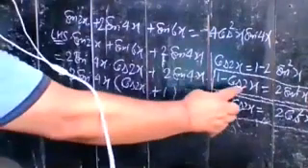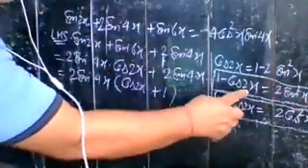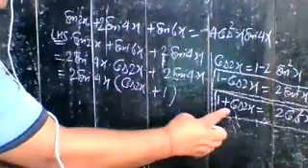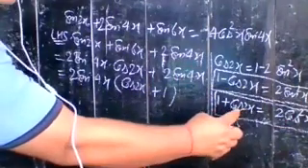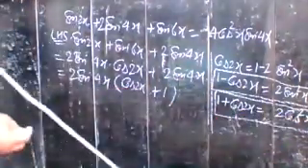Understand? 1 minus cos 2x is 2 sine square x, and 2 cos square x means half the angle of this 2x. In the same way, 1 plus cos 2x, so you write 2 cos square x. You learn this identity also.